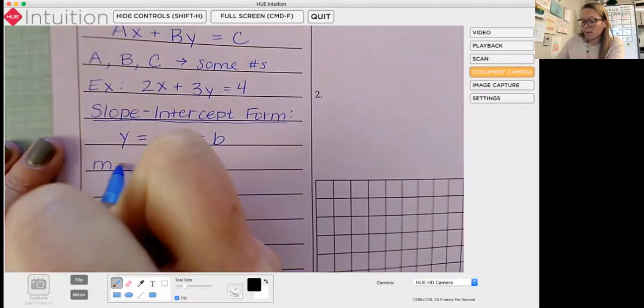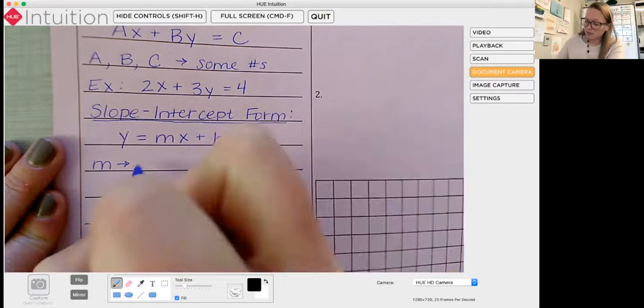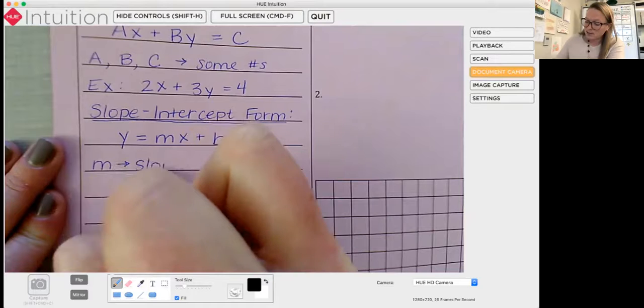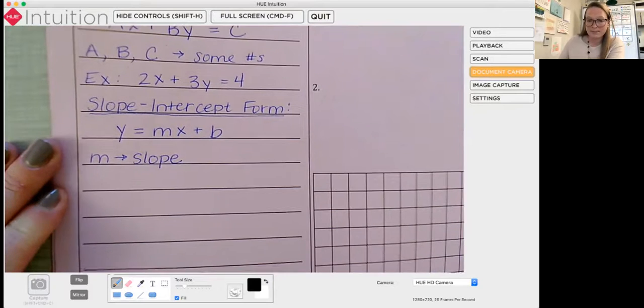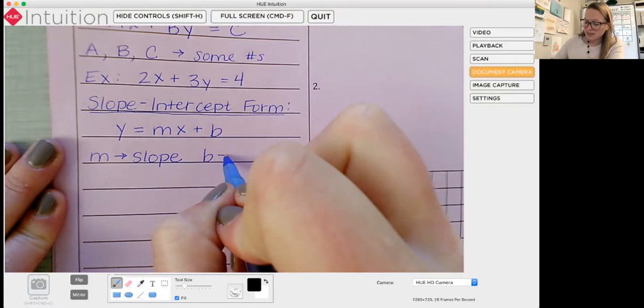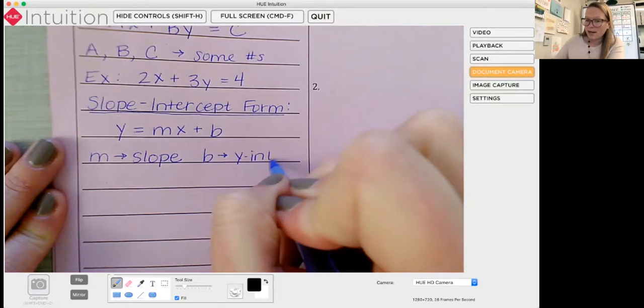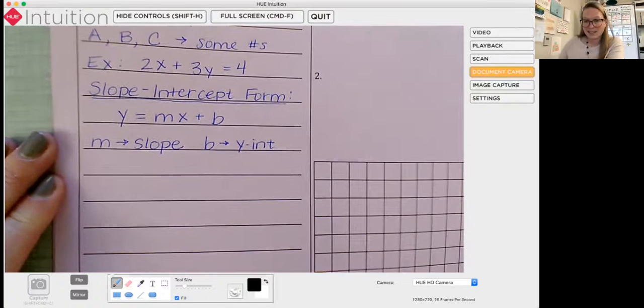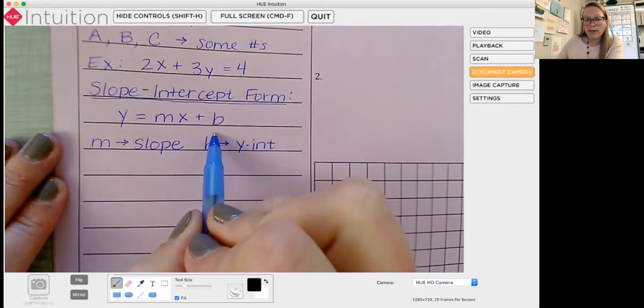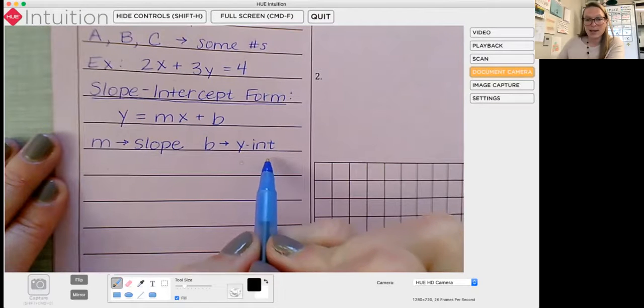But our m is going to be a value, and our m represents the slope of our line. The b is going to be another value, which is going to represent the y-intercept, or the y-int. This is going to be the point on the y-axis that the line intersects.